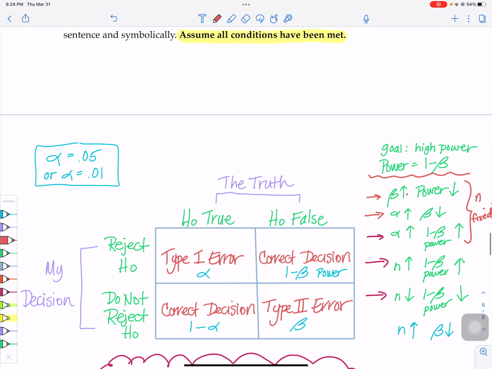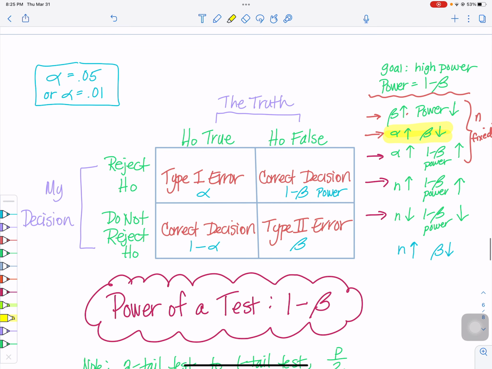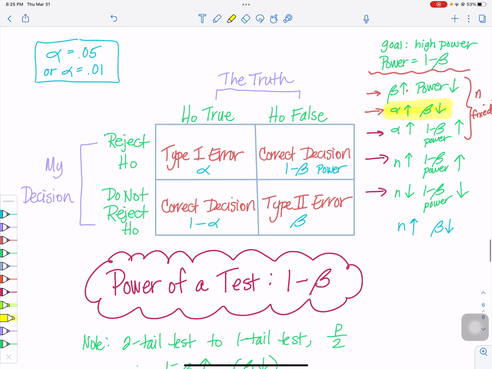I did give you this relationship between alpha and beta. This has always been of help to me. I just always remembered that alpha and beta were opposite. When alpha went up, beta went down, and vice versa. And of course, you can tell when beta and the power are related. So the best of luck to you, and let me know if you have any questions.